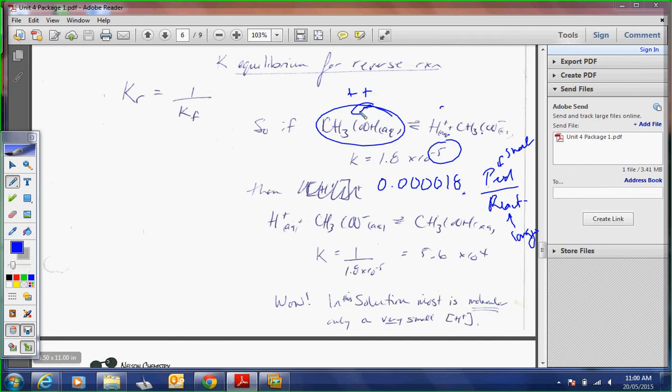Which means I have a very small amount of H plus, which is why it's a weak acid, not a strong acid. Strong acids have very large K values. Therefore, I have a lot of H plus. Therefore, my pH is very low, no matter what. Even if I dilute it, it's still very low. Okay? All right.